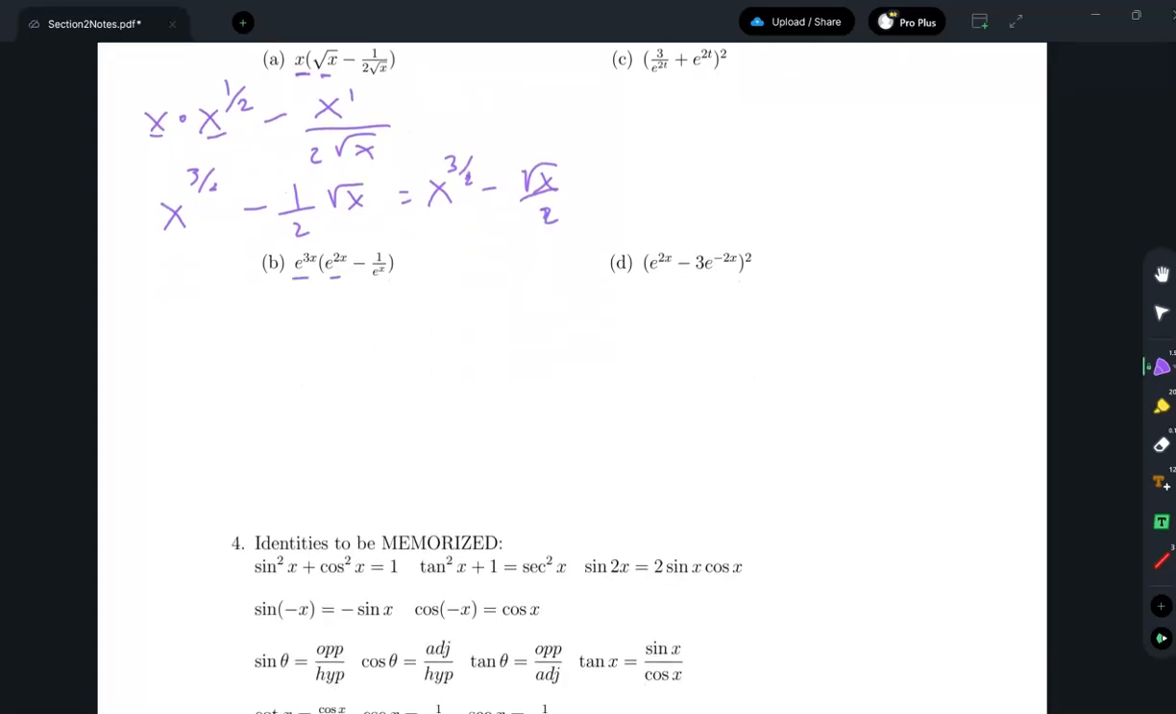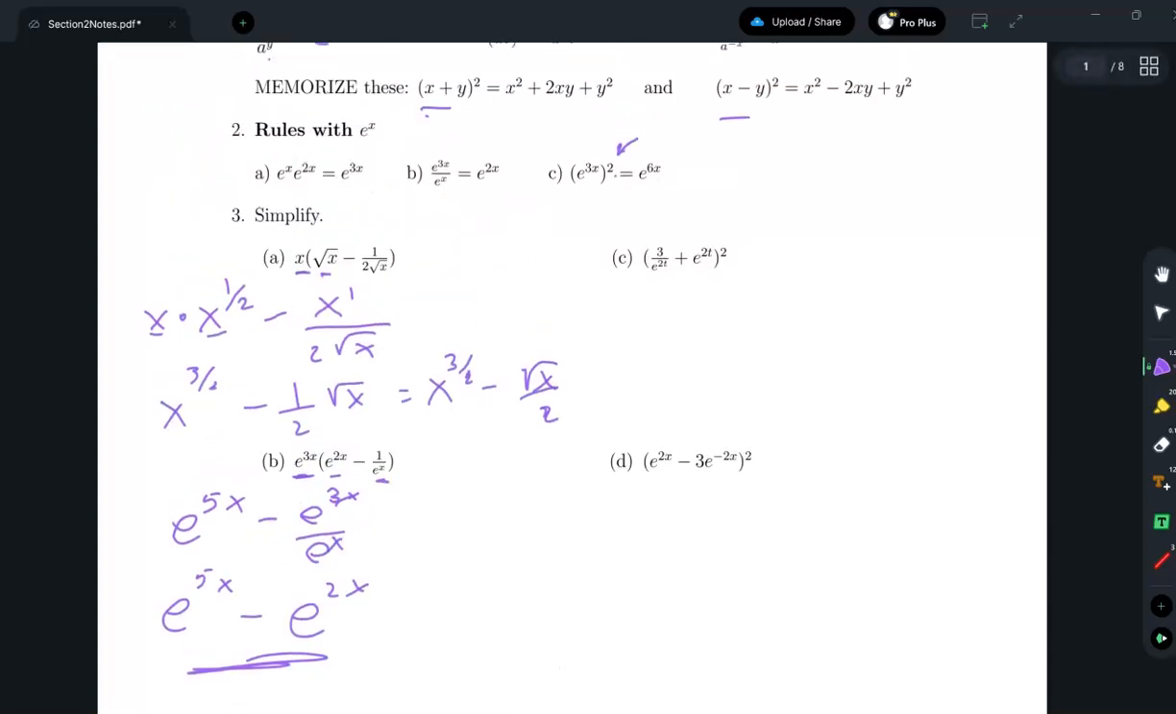Okay, so let's look at this one. So if I distribute this, you're multiplying, so since they have the same base, you're adding the exponents. And then this one times this one, let's just go slow, e to the 3x over e to the x. I'm going to subtract those exponents. So I'll have 3x minus x, so that'll give me e to the 2x. And you know you would never join those together.